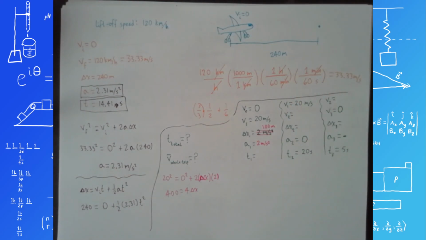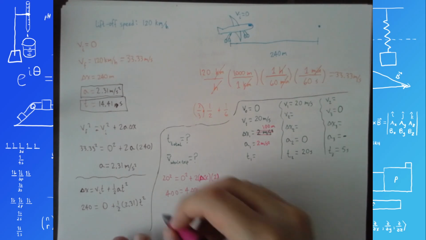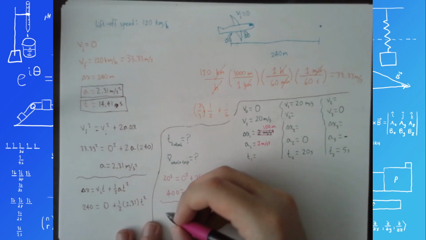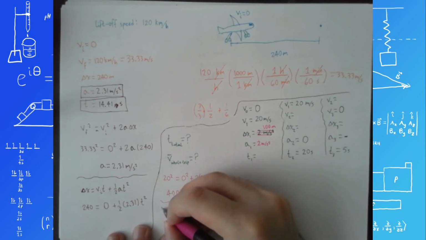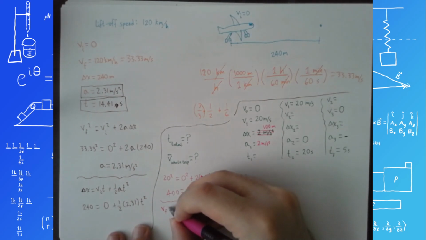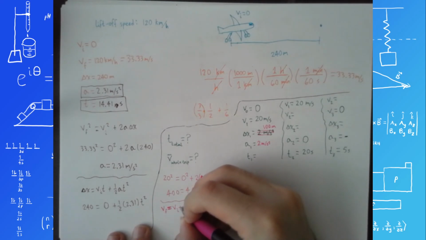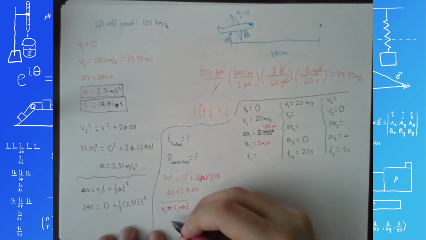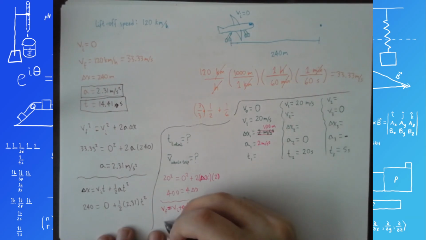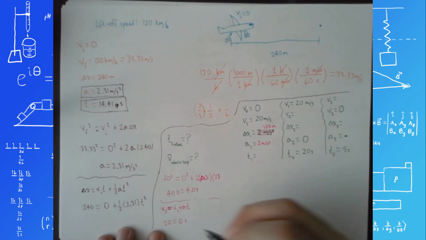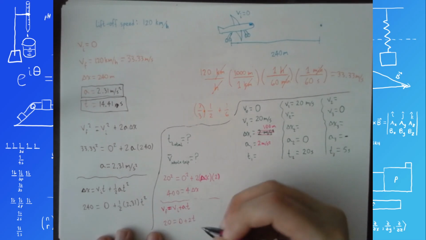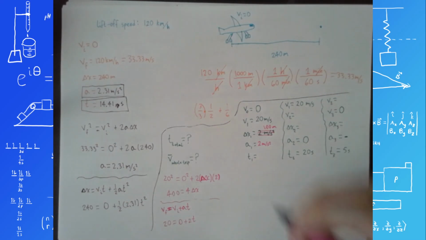Okay, and let's go ahead and calculate t because we're going to need it for later. I will just use the first equation of kinematics since it's the easiest. The first equation of kinematics is v final equals v initial plus at. V final here is 20 equals v initial is 0 plus acceleration is 2 times t. Divide both sides by 2. t is 10 seconds.